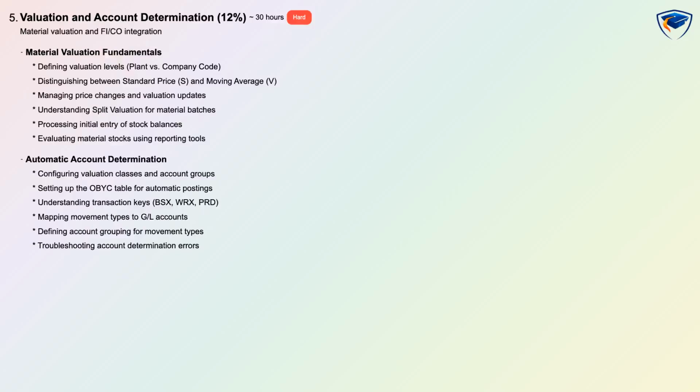Valuation and account determination makes up 12% and concentrates on material valuation and FICO integration. This domain is hard, with an estimated 30 hours of study and conceptual plus scenario-based assessment. Candidates will learn valuation levels at plant and company code, the difference between standard price and moving average, split valuation, price changes, initial stock entries, and automatic account determination including a big setup, transaction keys, movement type mapping to GL accounts, and troubleshooting account determination issues.